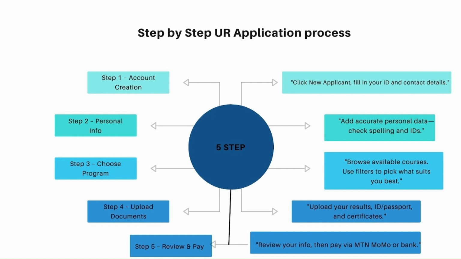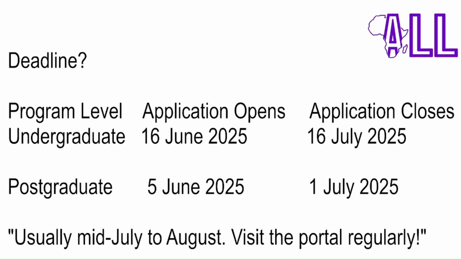And lastly, I would like to remind you guys again of the deadline. Make sure you do your application before 16th of July 2025. And for postgraduate, make sure you do your application before 1st of July 2025. Those are the deadlines, and make sure you are not caught by them. And as I said before, usually by mid July to August, visit your portal regularly. Check what is supposed to be corrected, what is the feedback, and God bless you.